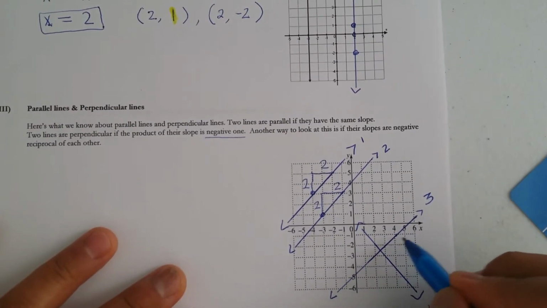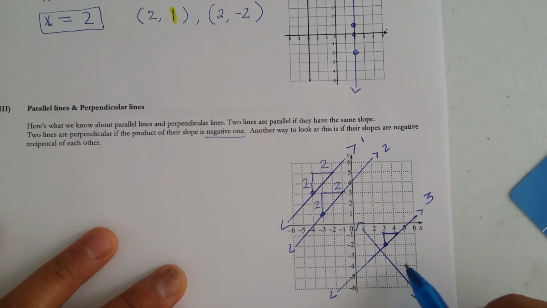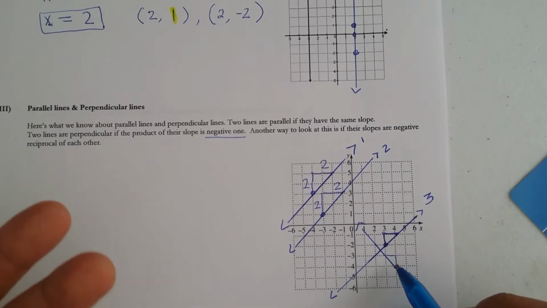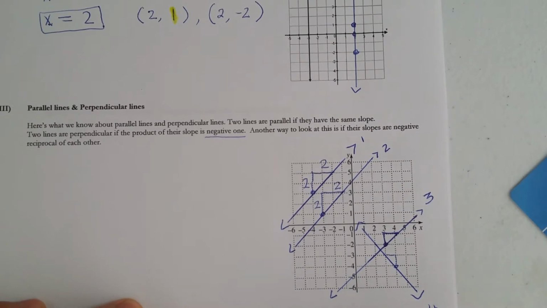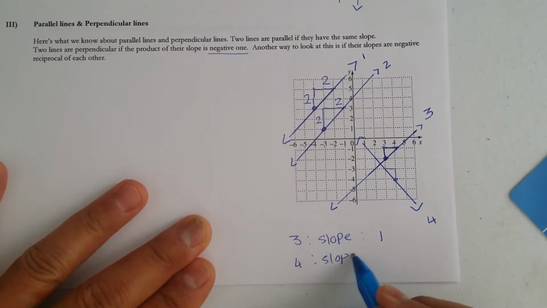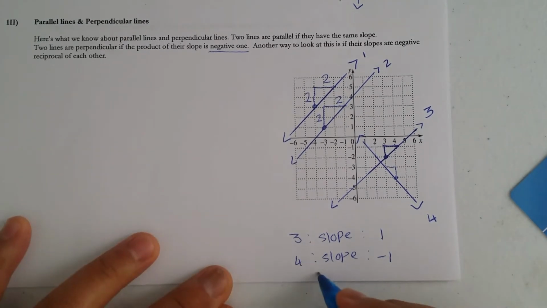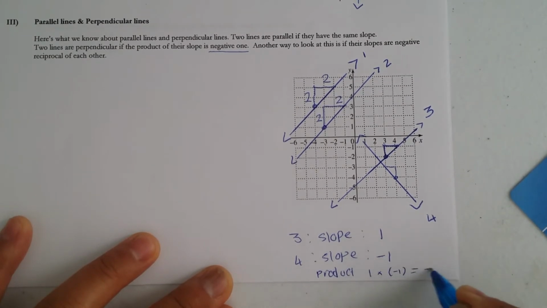So the slope of the first line, here's line 3. The slope is 1. The slope of the second line is, if we start from here and we go up and we go to the left, that slope is -1. So for line number 3, the slope is 1. For line number 4, the slope is -1. But if you multiply them together, you get -1. So the product of the two slopes is -1.